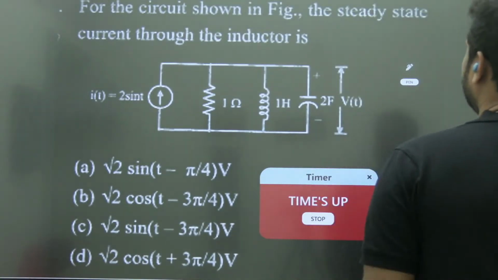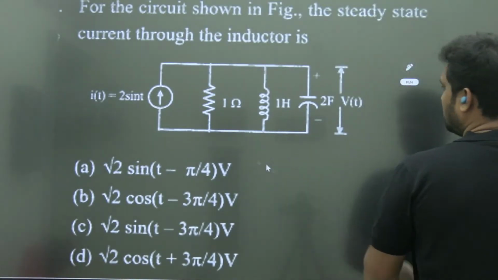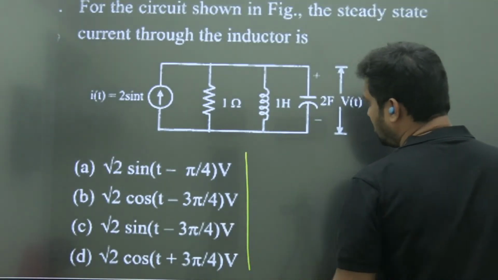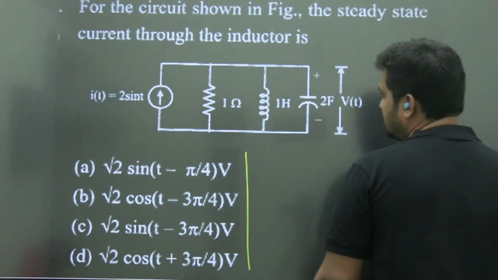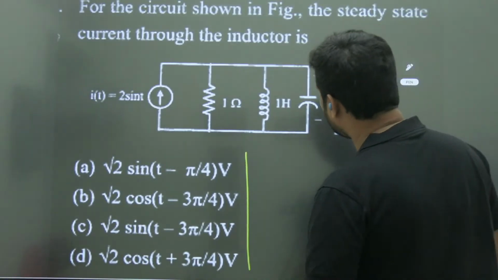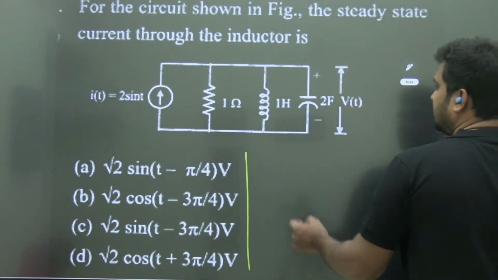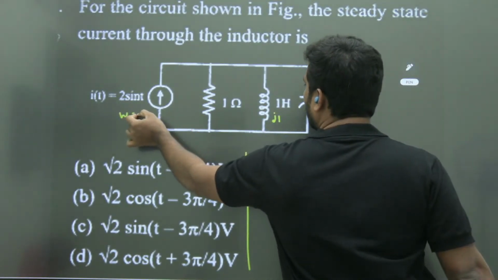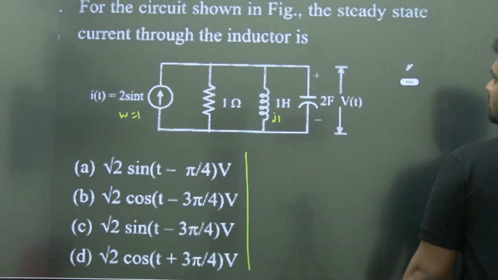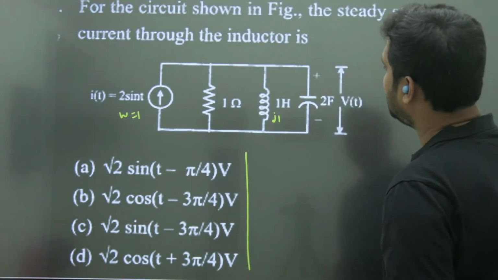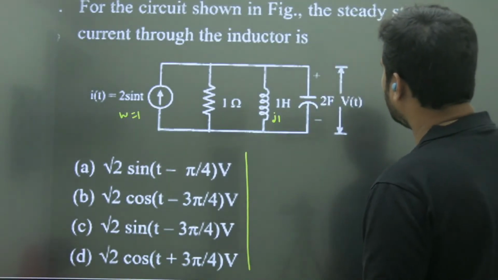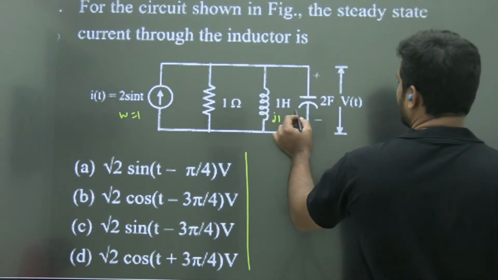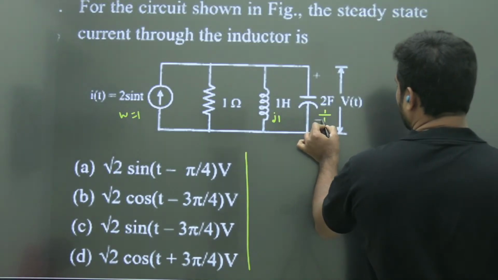You can solve this question by different methods. One is using the Laplace transform transfer function approach, the Laplace transform of the response divided by the Laplace transform of the excitation. Otherwise, see here. This is j1, because here omega equals 1. In the circuit we need the steady state current through the inductor. This is j1, this is 1 by j2.